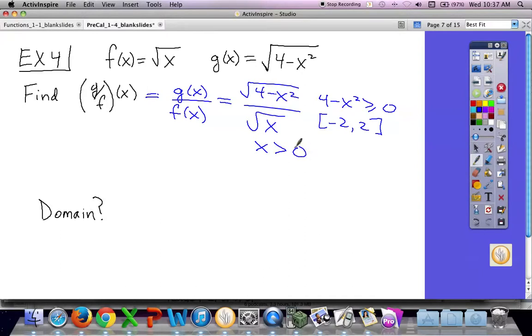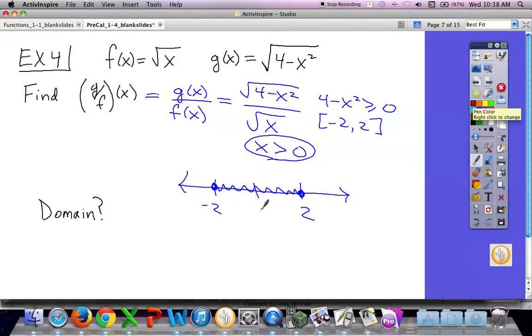Right? So when I put these together on a number line, the negative 2 to 2 is here. That's closed circle on negative 2, closed circle on positive 2, shaded in the middle. But then I have to take into account that, which means here's the 0. And it needs to be open circle because it does not include the 0. So it's shaded in between.